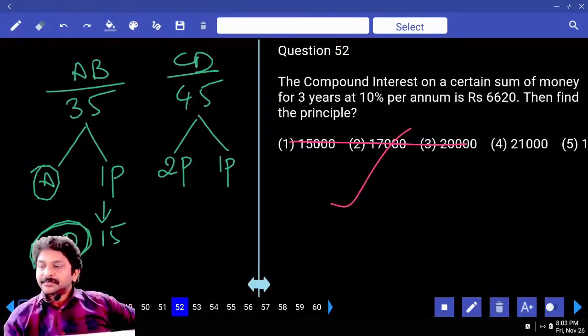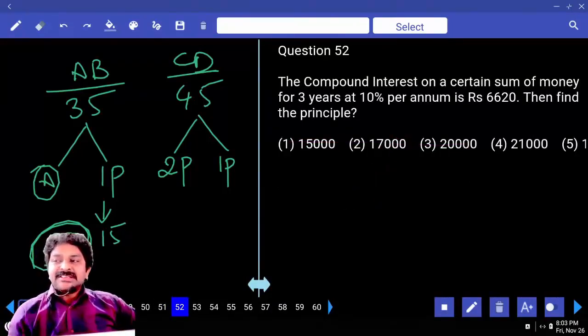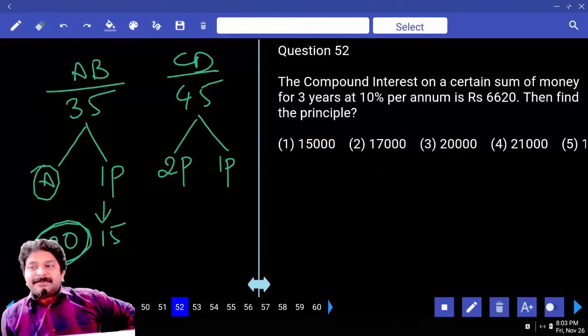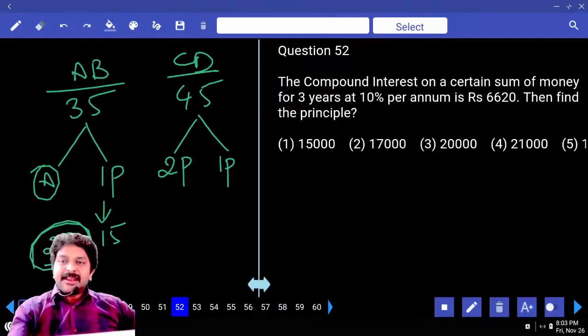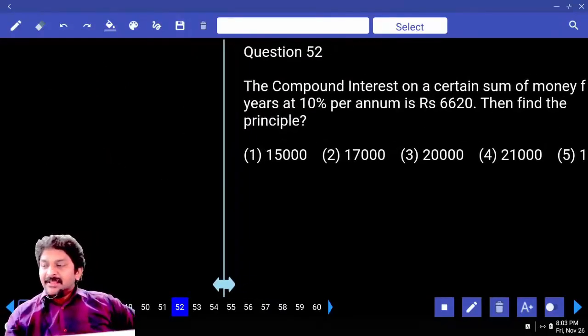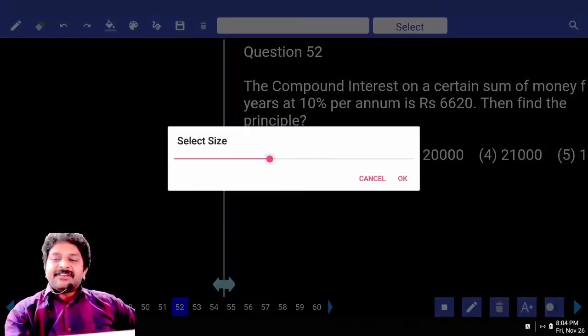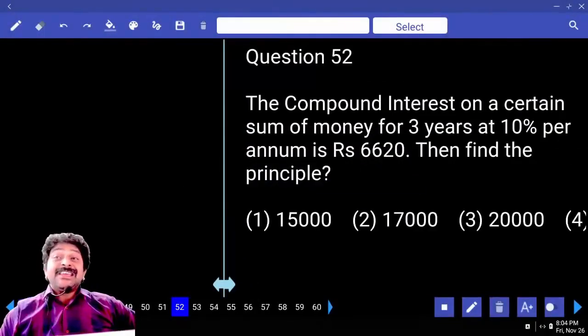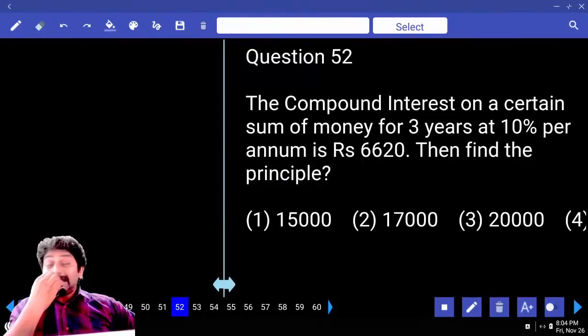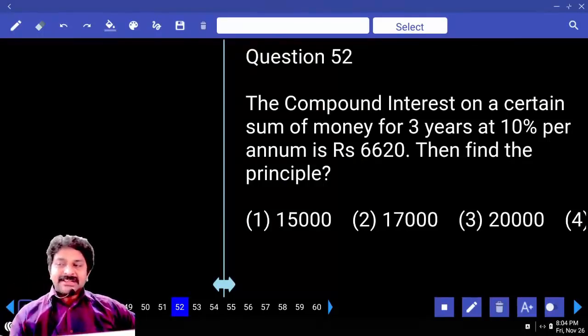Next. The compound interest on a certain sum of money for 3 years at 10% per annum is 6620. Then find the principal. Right. We were asked to calculate the principal. Compound interest at the rate of 10% per annum for 2 years, for 3 years, 33.1. If you don't know how to calculate, now let's see.